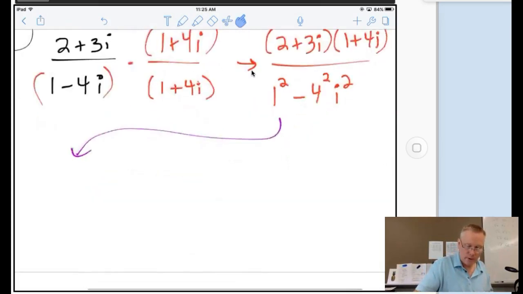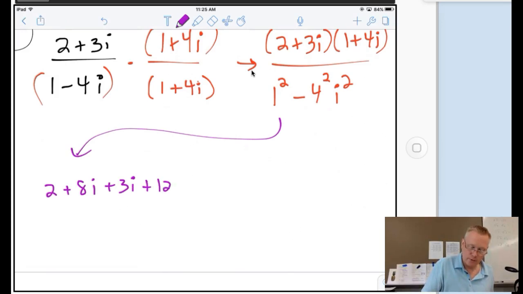Okay, next. So I'm going to FOIL out the top. 2 times 1 is 2. Outside is 4i times 2, which is 8i. Inside is 3i times 1, which is 3i. Last is 3i times 4i, which is 12i squared. Okay, 1 squared is 1. i squared is negative 1. 4 squared is 16, so it becomes plus 16.